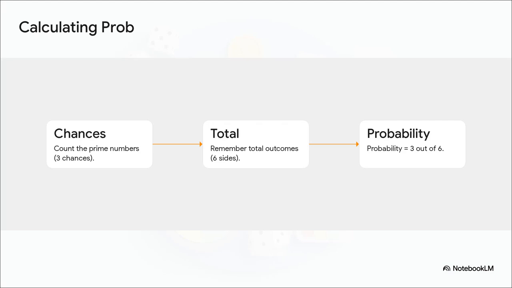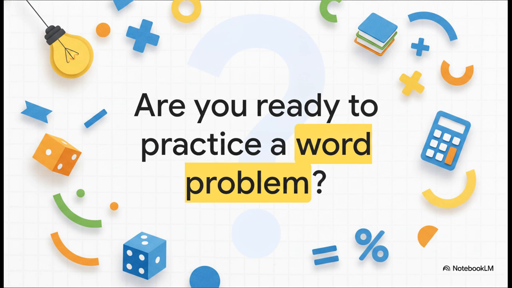Let's use our golden formula to find the probability of rolling a prime number. Step 1, count the chances. We just saw the prime numbers are 2, 3, and 5. That gives us 3 chances. Step 2, what are the total outcomes? Well, the die has 6 sides, so it's 6. Step 3, we just put them together. The probability of getting a prime number is 3 out of 6. See, even with slightly trickier concepts like prime numbers, the probability formula works perfectly every single time. You have done brilliantly so far.